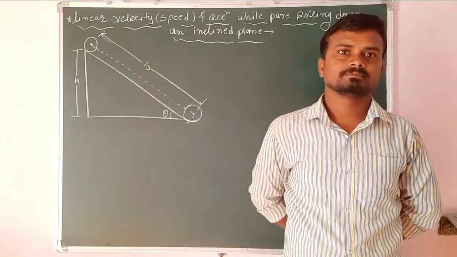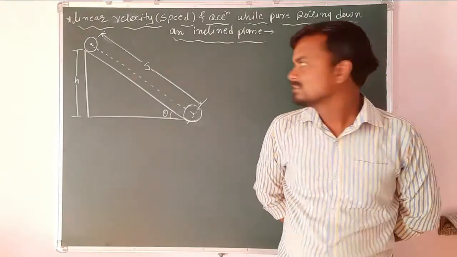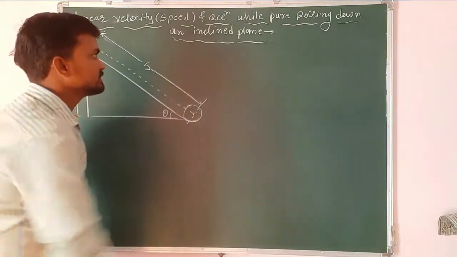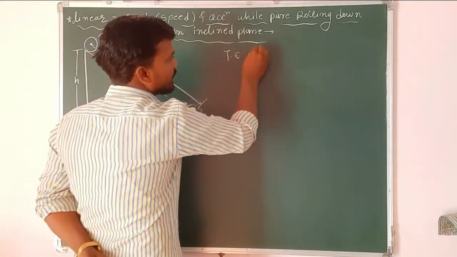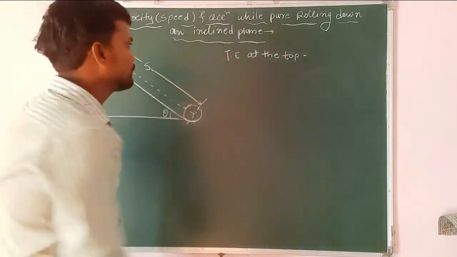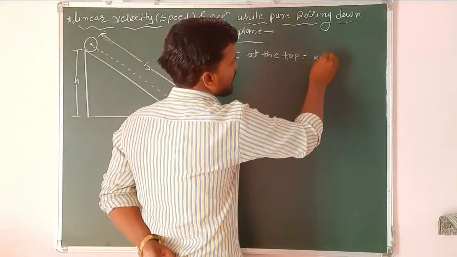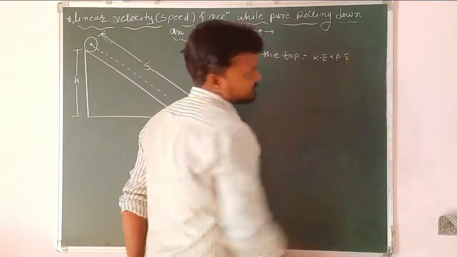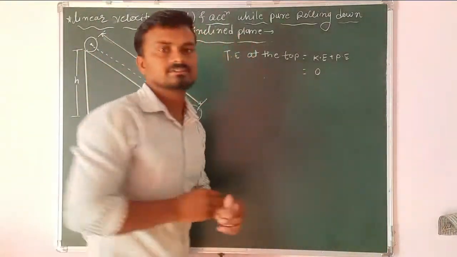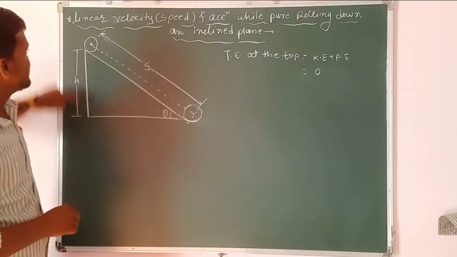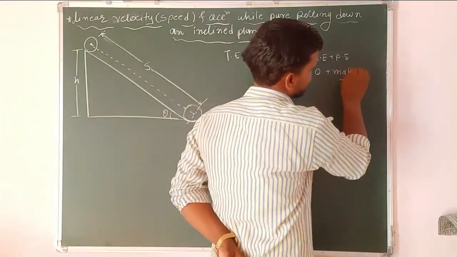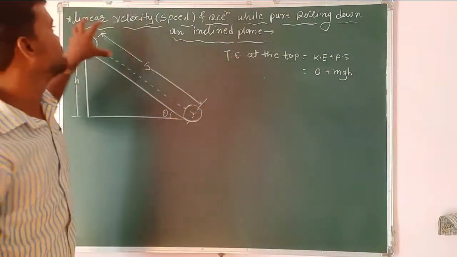These are the considerations. Now, at the topmost position, the total energy of an object is equal to kinetic energy plus potential energy. But if we consider the object is at rest at the top, then the kinetic energy is 0, and the object is at height h from the horizontal surface, hence its potential energy is mgh. This is the energy at the topmost position.